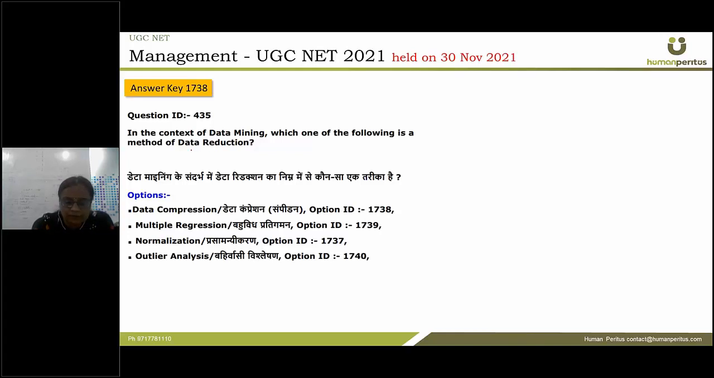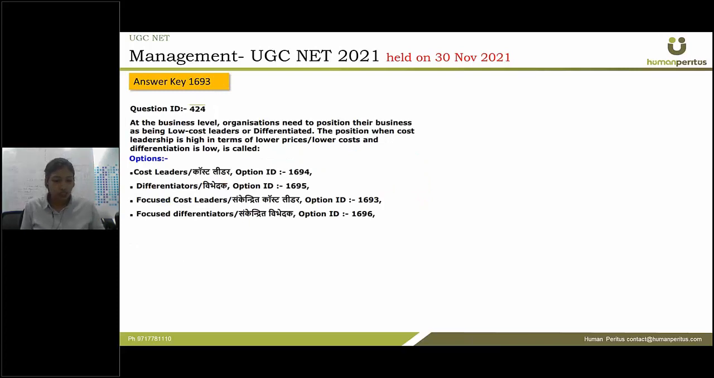We are talking about a method of data reduction. Which one of the following is a method of data reduction? Data compression, multiple regression, normalization, outlier analysis. So if I have to go by a fluke, if they are talking about data reduction, the most eligible option which can be related to data reduction is data compression, right? So this should be the probable answer to this question. And indeed, it is the true answer to this question, data compression, right?